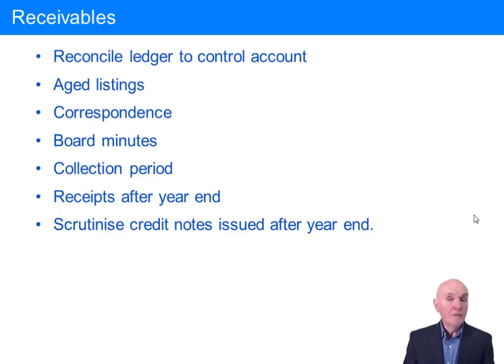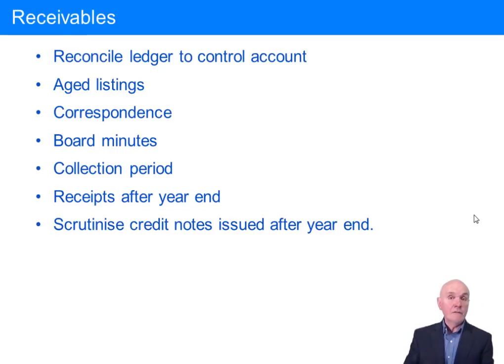You look at correspondence with customers. If a customer is not paying, we'll write to them. First of all, we telephone them, but eventually we'll write to them. And they might say, well, we're not paying because the goods you supplied were of inferior quality and we want an allowance. And there's going to be a bit of argument about whether or not there is going to be an allowance for the inferior goods.